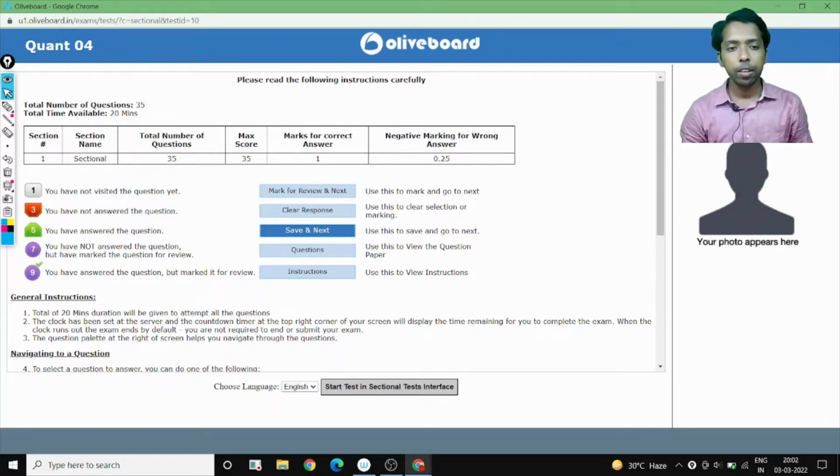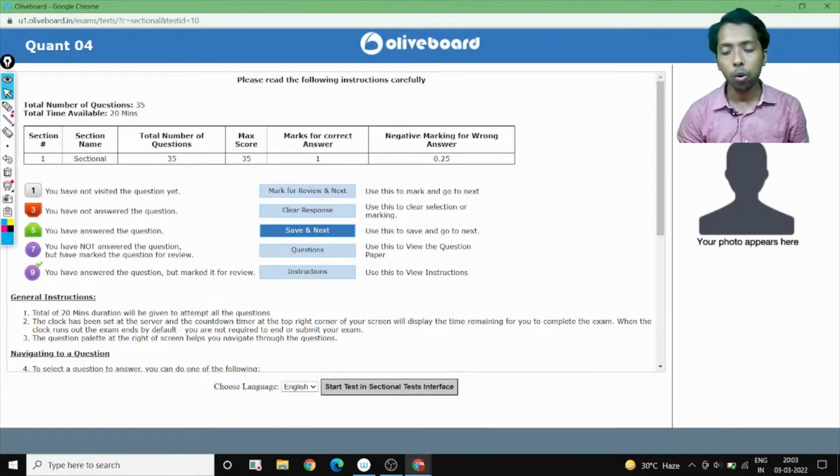Hello friends, welcome to you all here in this particular mock test session. This is a sectional test, quant set number 4 we will solve here. We will solve the test live in this session, and let's see how much score we can gather from this particular set. 20 minutes is there, 35 questions, 35 marks.